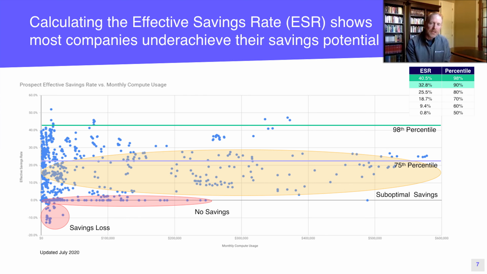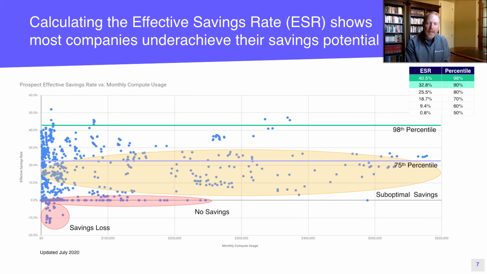The 75th percentile, meaning you're in the top 25% of cloud cost optimizers, is about 20, low 20%. But to really achieve a true world-class outcome, we can see that the green line there is the 98th percentile, and that is basically getting above 40%. Specifically, it's about 40.5%.